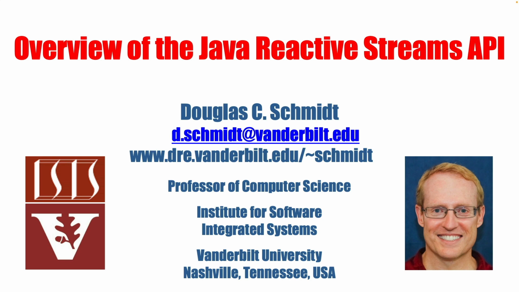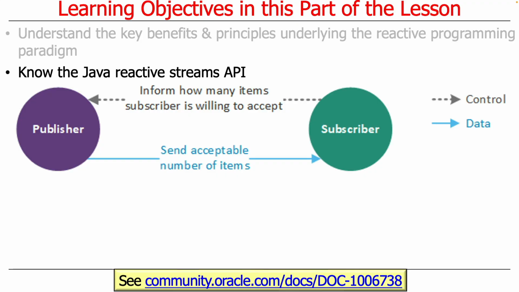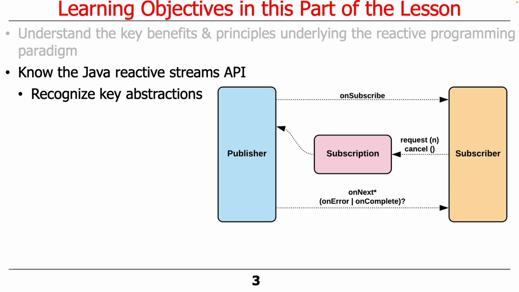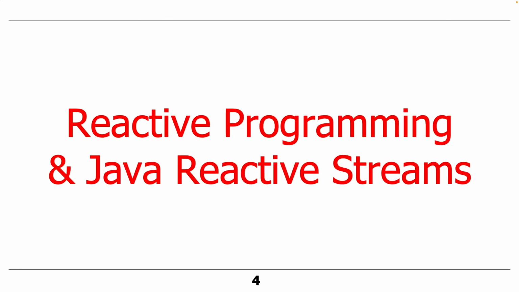So now that we've talked a little bit about the reactive programming paradigm and I described the principles involved, let's start to talk more specifically about the Reactive Streams API that's provided by Java. And we'll explain the patterns that it implements, and then we'll also talk about the key abstractions that it provides, like publisher, subscriber, subscription, and so on.